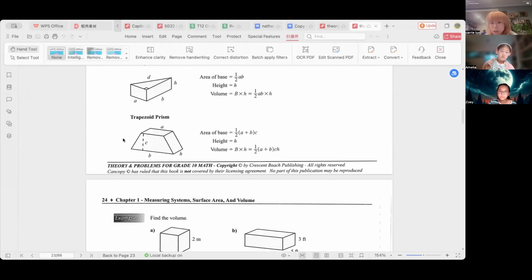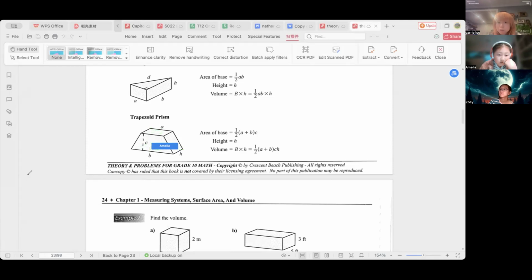So this one is the hardest one, the trapezoid prism. Okay, so let me ask you a question. When we look at it, obviously this top and this bottom are not the same, correct? It's not the same.